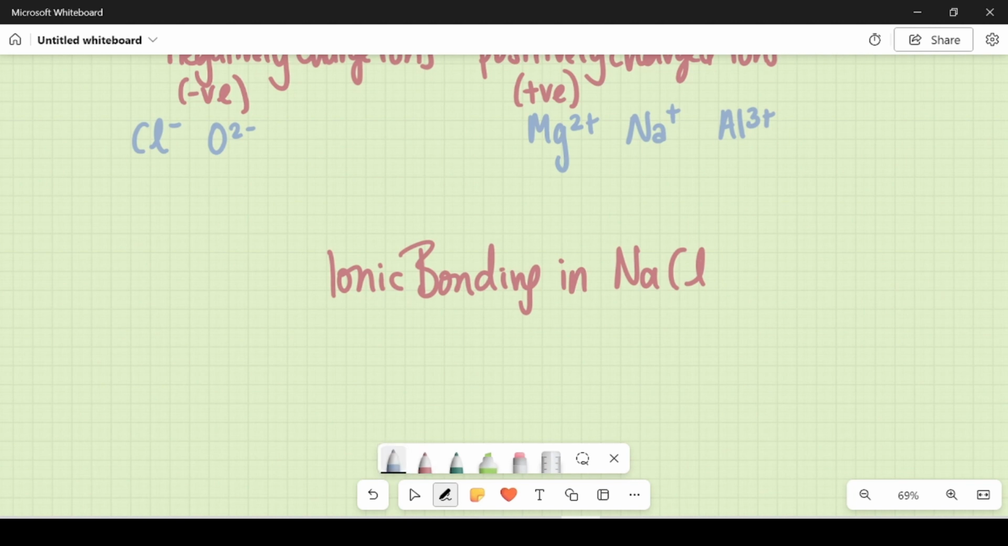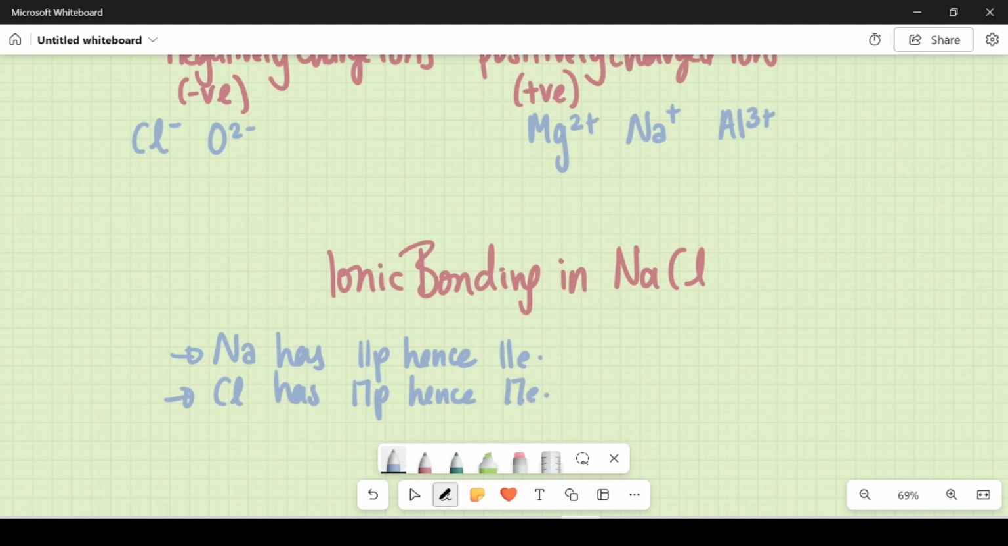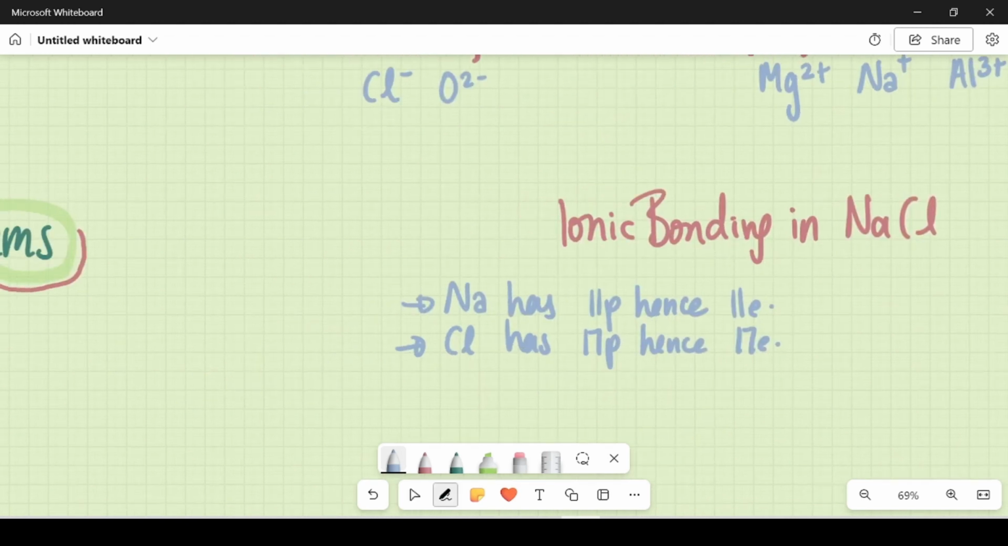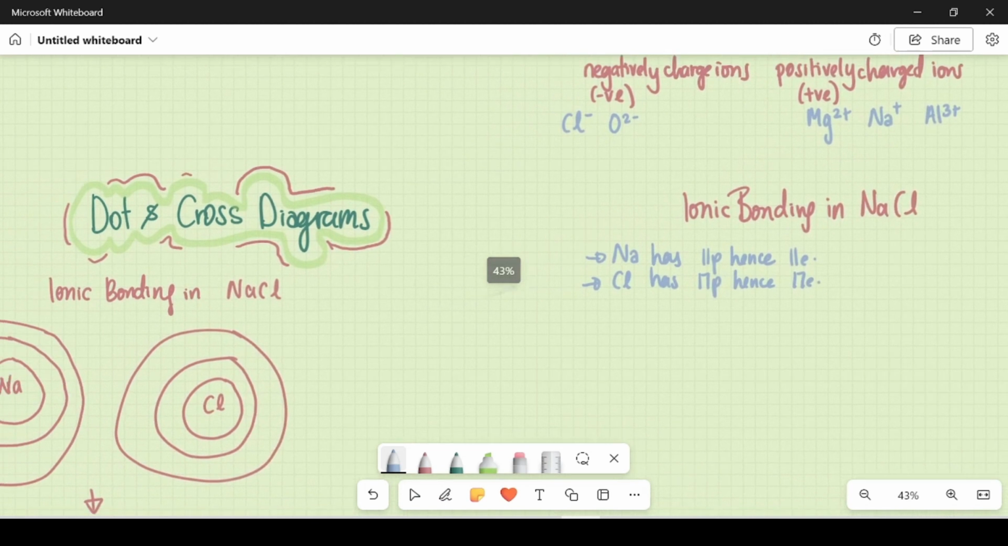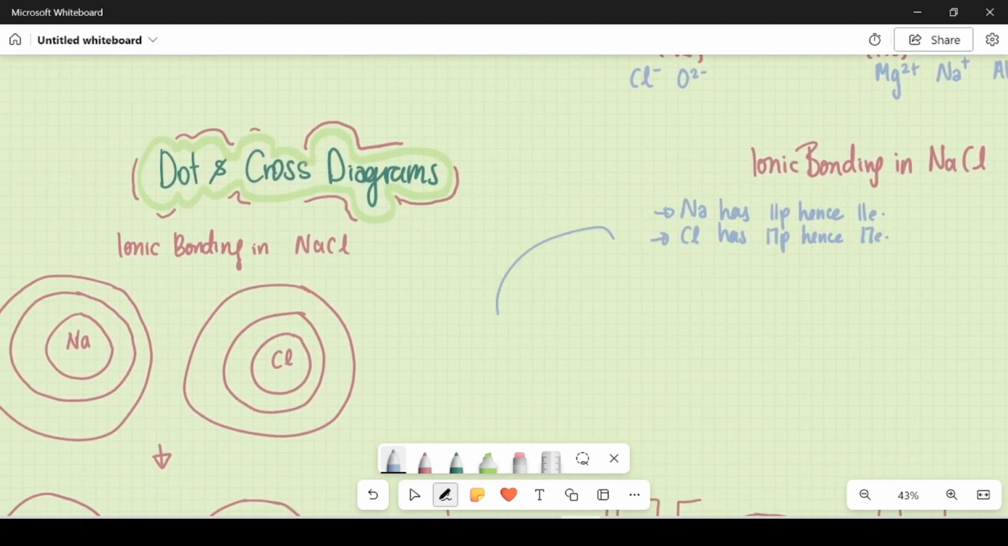Sodium has 11 protons, hence 11 electrons. It's not charged. This is an atom, with equal numbers of protons and electrons. And chlorine here has 17 protons, hence 17 electrons. Now, what are we getting at? Let's look into a little dot and cross diagram just here.